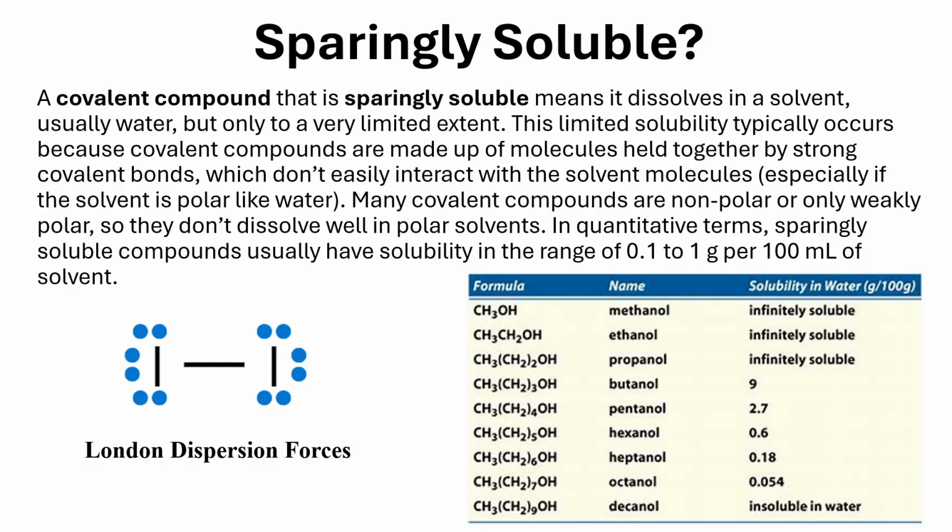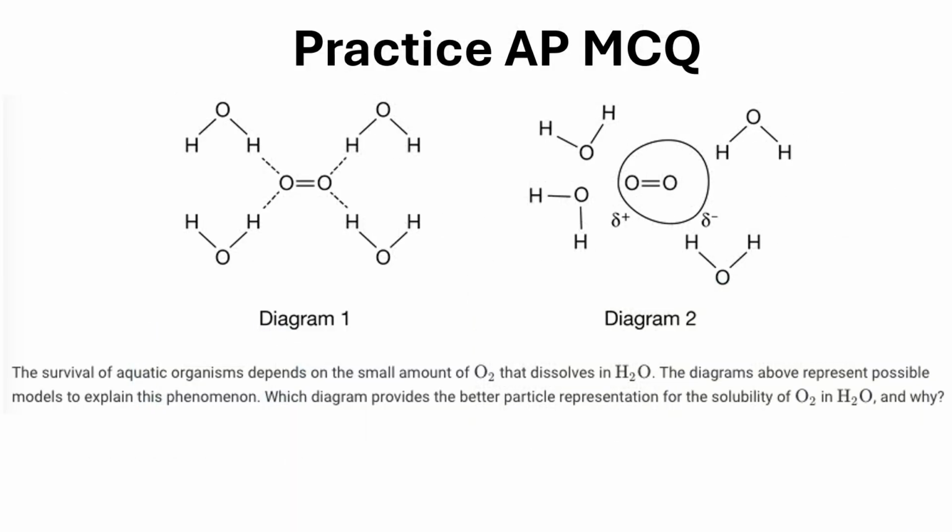You might see things that are sparingly soluble where we might think they should be completely insoluble, but because iodine is a large atom, and if you've got two iodines bonded together, you've got a lot of electrons. And if you've got a lot of electrons, then you're going to have stronger London dispersion forces, which makes it just slightly soluble or sparingly soluble in water. All right, let's get to some more questions here.